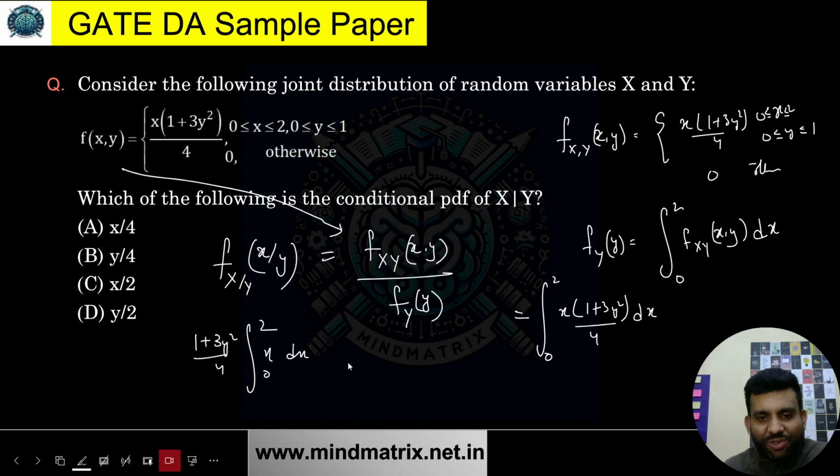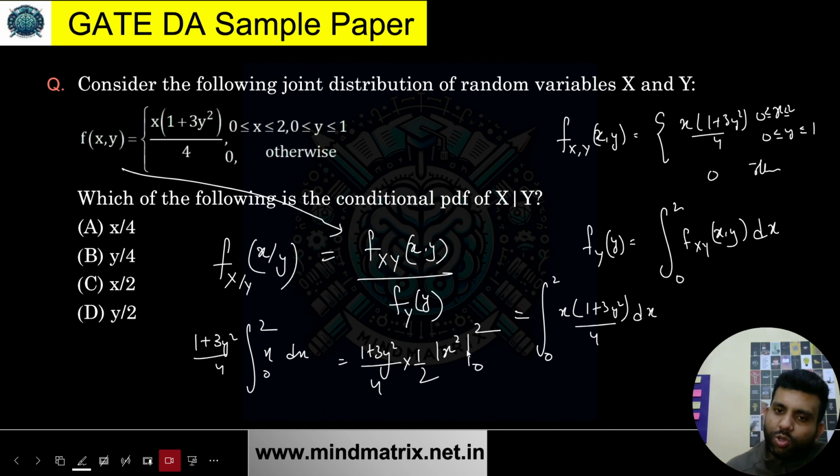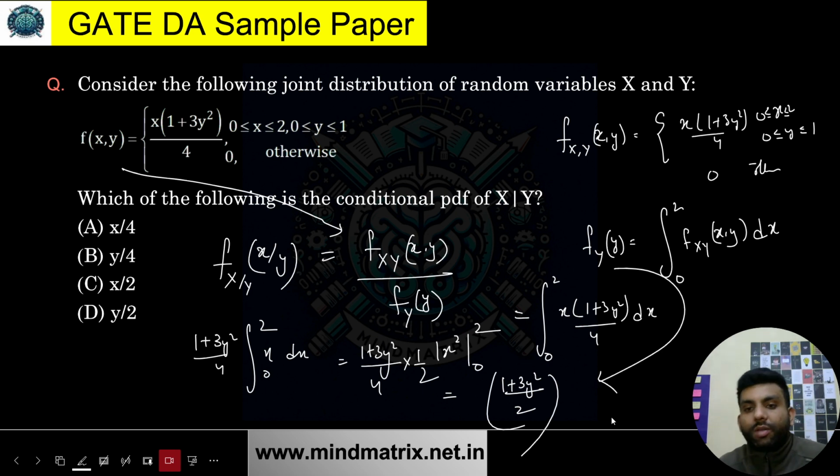So let me just write it so that you don't get confused. We have 4 times 1/2, from x²/2. When I put in the value 2 and the value 0, I get 4 minus 0, that will be 4, and the 4 in the denominator gets cancelled. So at last I get (1 + 3y²)/2 only. This is going to be my marginal density for y.